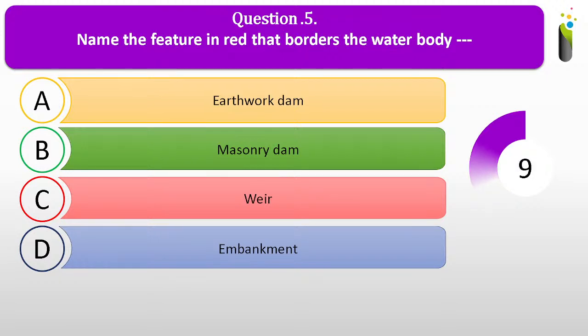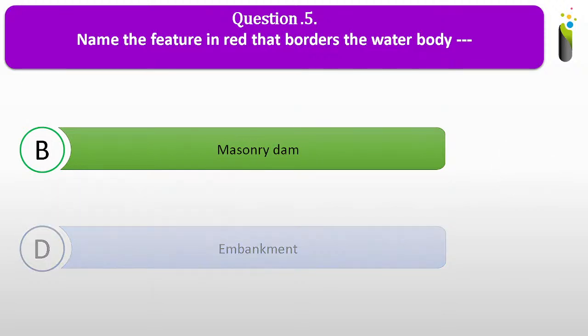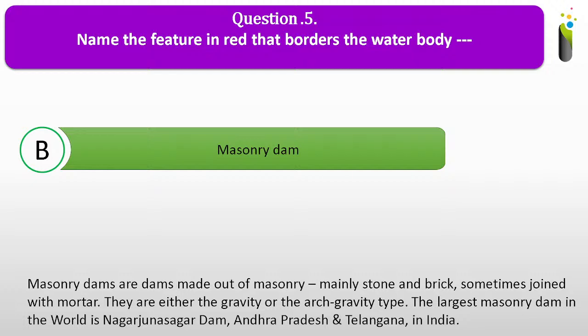And the correct answer for this question is B. Masonry dam. Masonry dams are the dams made out of masonry, mainly stone and brick, sometimes joined with mortar. They are either the gravity or the arch gravity type.